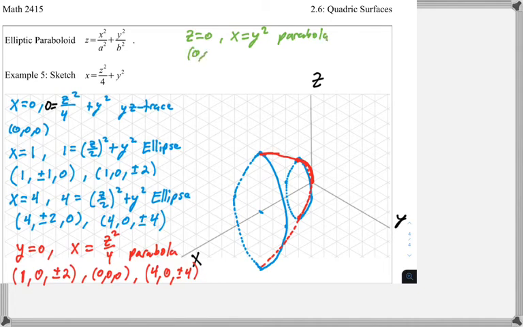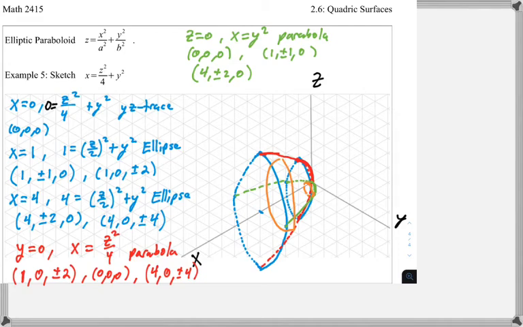Okay, so our vertices are going to be 0, 0, well, 0, 0, 0 is going to be the vertex, excuse me. And then we'll have the points 1 plus minus 1, 0. And then 4 plus minus 2, and 0. Okay. And this would be our elliptic paraboloid. We can draw in some more ellipses there to kind of try to get the effect there.